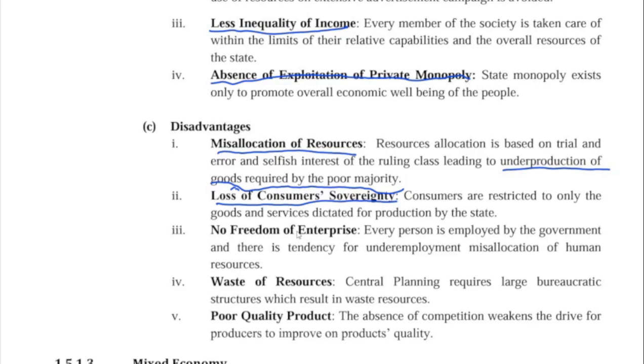Now, there is no freedom of enterprise, and every person is employed by the government, so there's a tendency for underemployment and misallocation of human resources. There's waste of resources, and there are poor quality products.